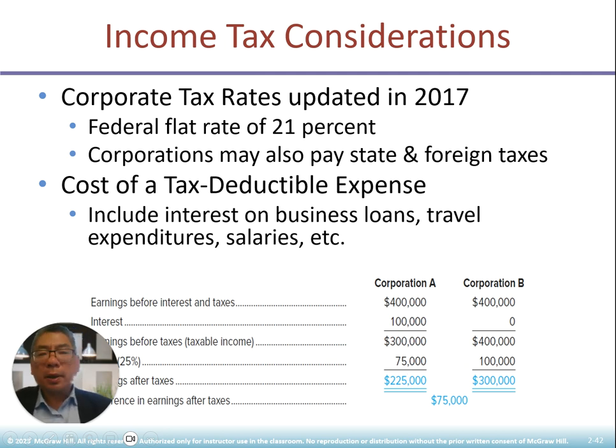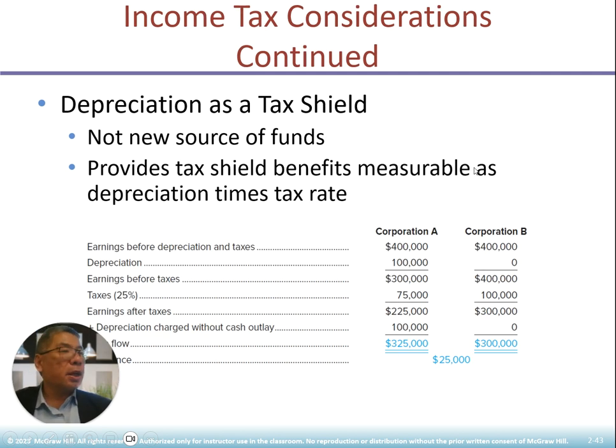Okay. All right. Let's go into the last slide, which is depreciation as a tax shield, not a new source of funds. It provides a tax shield benefit measured at the tax rate. So the CRA has specific calculations for CCA depreciation. So the total difference between Corporation A and Corporation B will be 25,000.